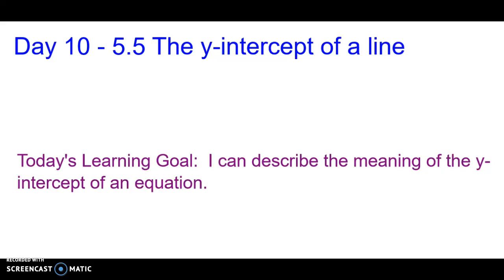Hey guys, so today for day 10, we're doing 5.5, the y-intercept of a line. Today's learning goal is: I can describe the meaning of the y-intercept of an equation.